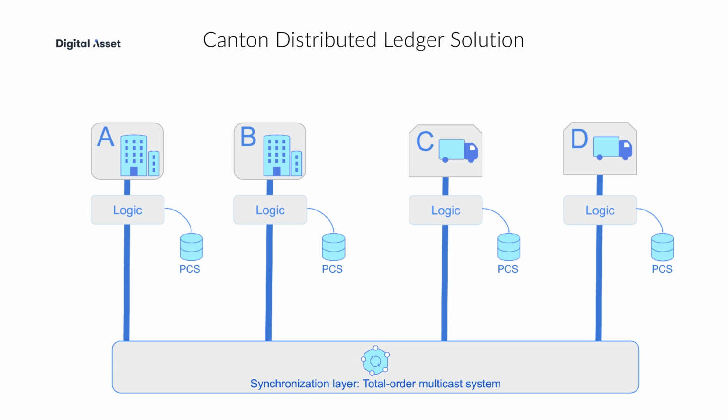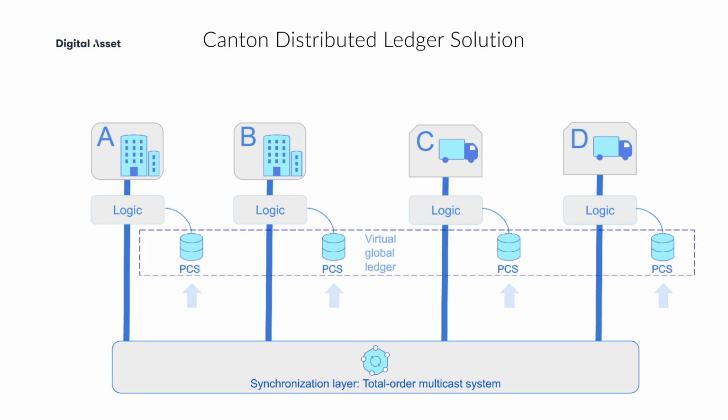This data store keeps a record of all the smart contracts in which the organization is involved. It is called the Private Contract Store, or PCS. These independent data stores across the network make up what is called a virtual global ledger. Individual organizations can only keep those parts of the ledger for which they are authorized. This takes care of data sovereignty and privacy.